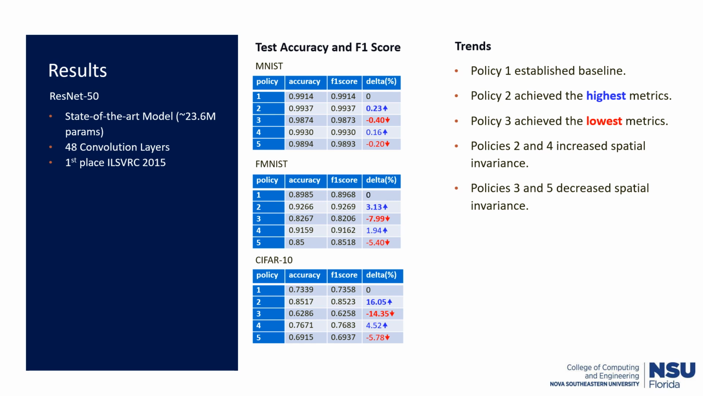ResNet50, which is a 23.6 million parameter ConvNet, we see a very similar pattern. We see that policies 2 and 4 improved the spatial invariance, or the accuracy, on MNIST. On FMNIST, we saw an improvement again in the accuracies. And on CIFAR10, policies 2 and 4 again resulted in the highest accuracies for the data sets tested, while policy 3 consistently returned the lowest accuracies.